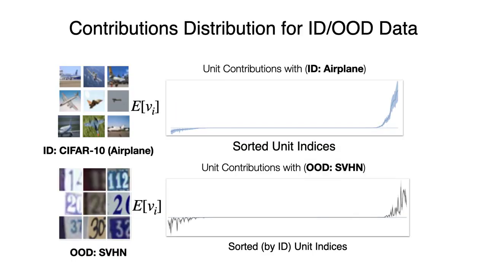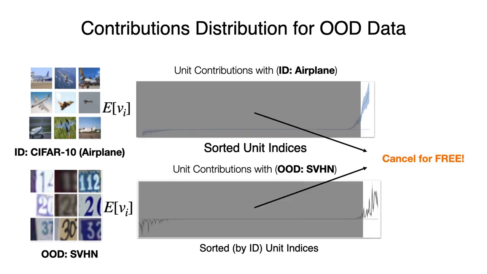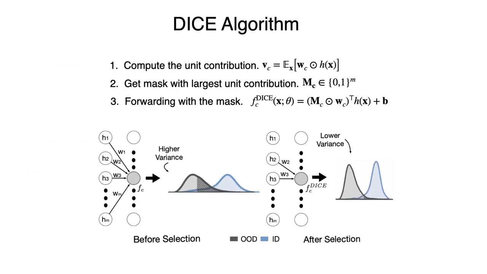As a similar idea, we will plot the unit contribution when evaluated on some OOD data like SVHN. The units are sorted in the same order as for the in-distribution data. As we see, a large part can also be cancelled out for OOD data. Based on this intuition, we propose our method as follows. We first compute the unit contribution for each unit and weight pair. Then we compute a binary mask by selecting the top k largest unit contributions. Finally, we simply make a forward pass with the masked weight space.